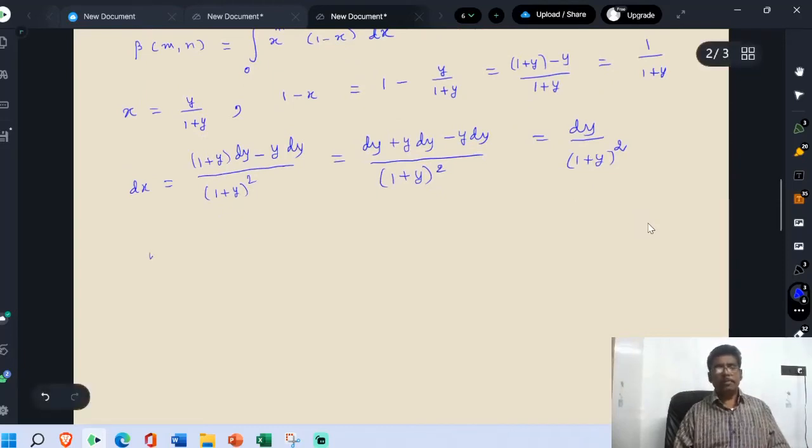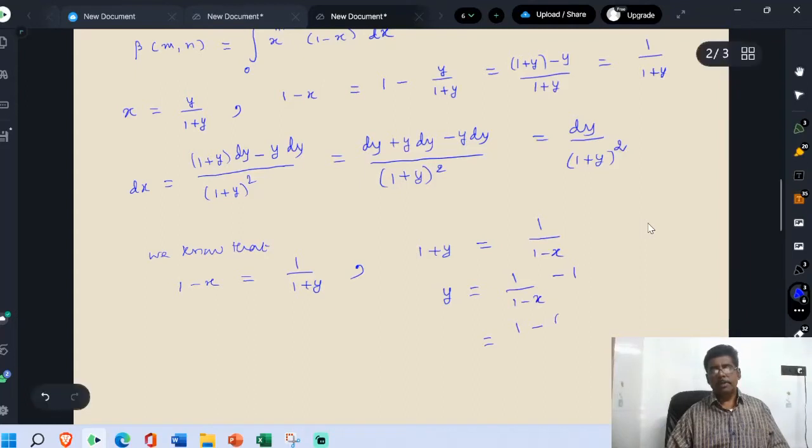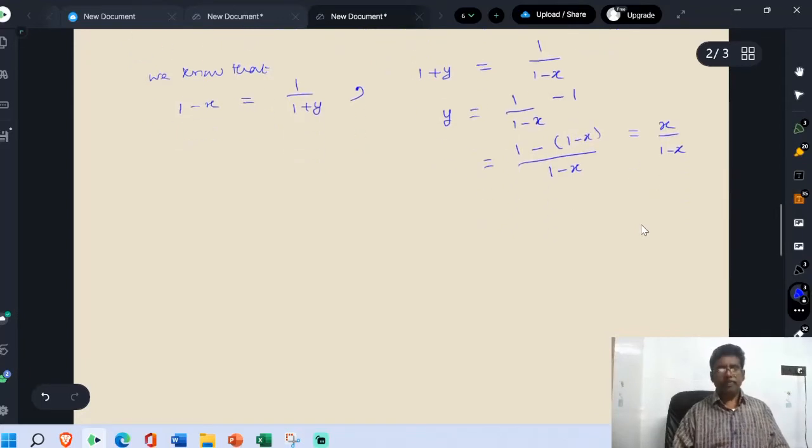We know that 1 minus x is equal to 1 divided by 1 plus y. Therefore, 1 plus y is equal to 1 divided by 1 minus x. Then y equals 1 divided by 1 minus x, minus 1, which is equal to 1 minus (1 minus x), whole divided by 1 minus x, which is equal to x divided by 1 minus x. The value of y equals x by 1 minus x.